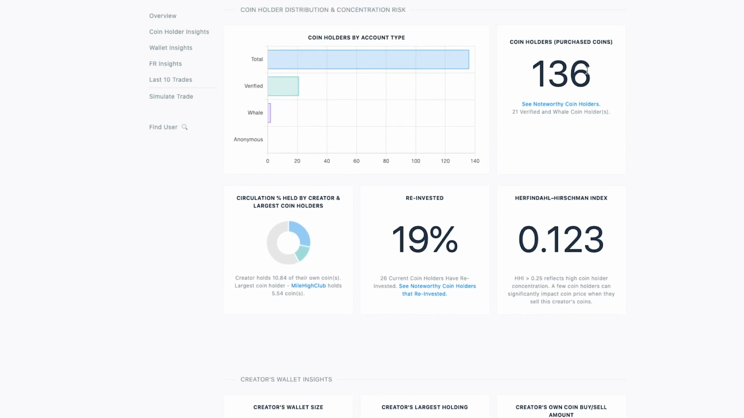Yeah, I see that. So a pretty well distributed cap table, which is making sure her HHI number is on the low side. Nice. So essentially, if she sells some of her coin or if Mile High Club sells some of her coin, it shouldn't affect the price too much because of the score that we see, right?